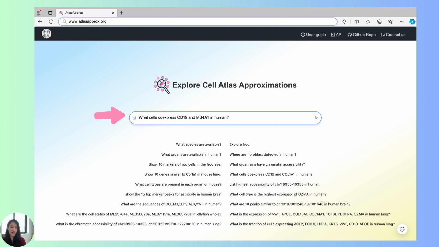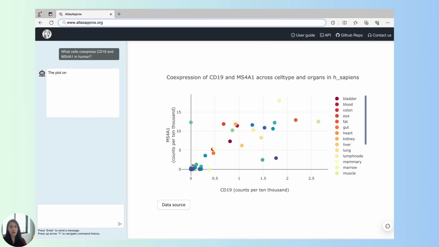And then hit enter. Once the query is processed, you'll see a scatter plot showing the co-expression of CD19 and MS4A1 across cell types and organs in humans. Each data point represents a specific organ and cell type, color-coded as shown in the legend on the right.